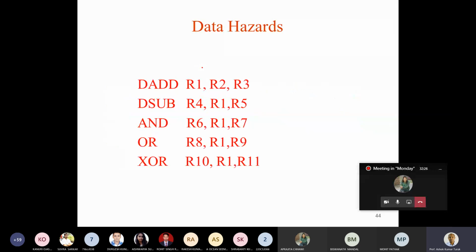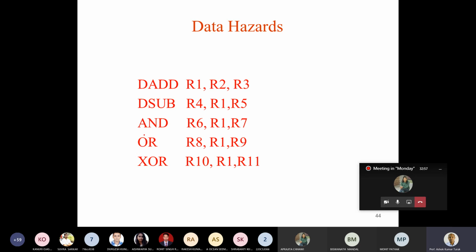Now let's take an example. This is an ADD instruction, and if the suffix is D, it is a 64-bit operation, so it's DADD. It adds registers R2 and R3, and writes to the register R1.